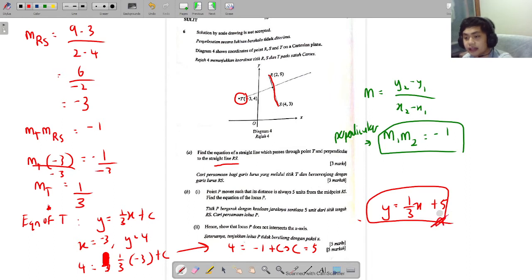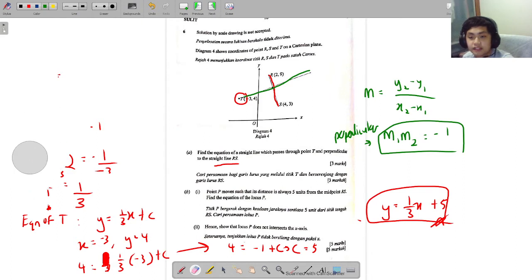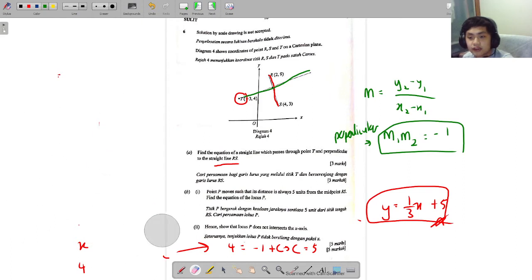This is the line T that is perpendicular to the straight line RS. So I found this one. This is done. I guess that's why they drew it like that. Okay, so part 2, they told us that point P moves such that its distance is always 5 units from the midpoint of RS. So find the equation of the locus of P.